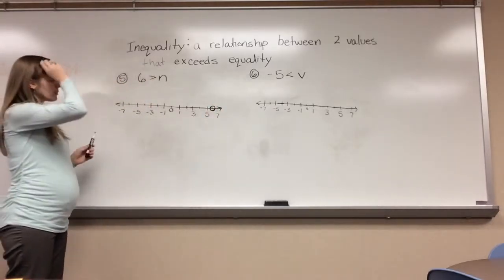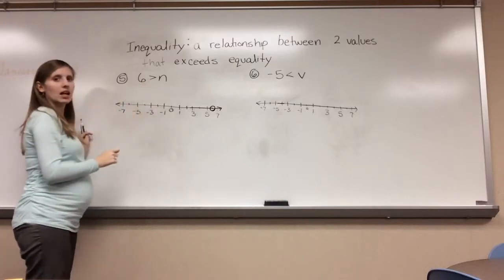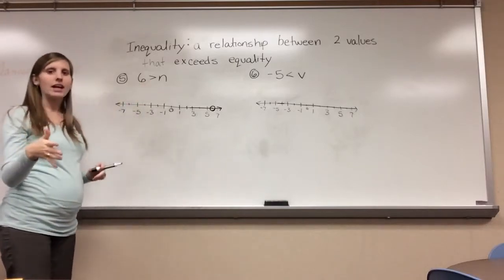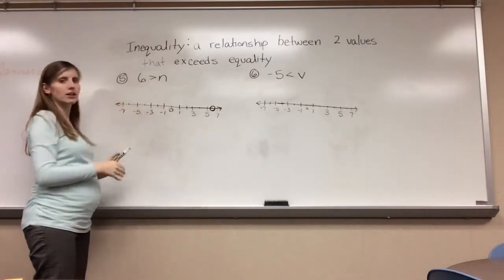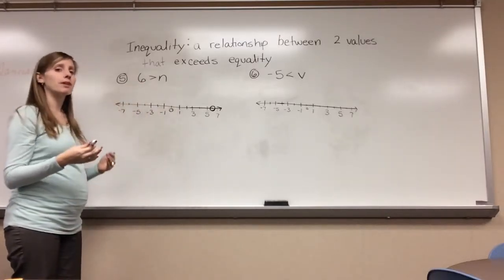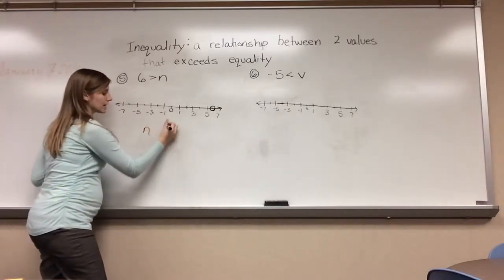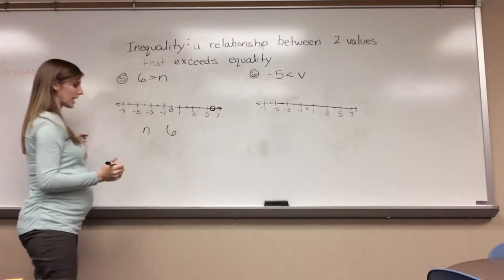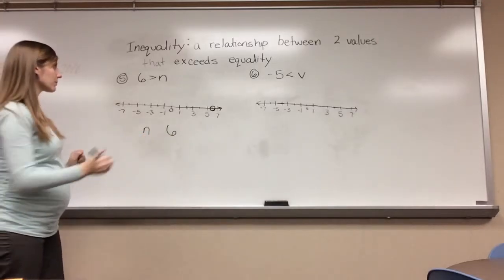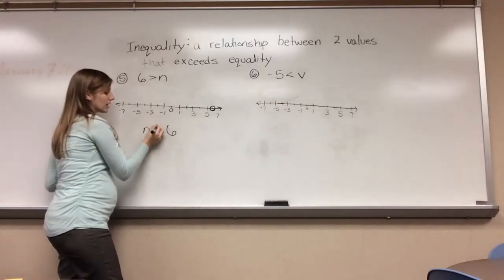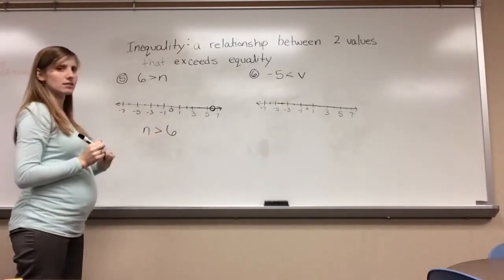Now, here's where it gets a little bit tricky. This is saying that 6 is bigger than n. That confuses me. I don't like seeing the letter on the right-hand side. I always like having my letter on the left. So I'm going to rewrite this inequality with n over here and 6 on the right side. Now I have to determine what my inequality is going to be in the middle. If I leave my inequality the same, this says that n is bigger than 6.